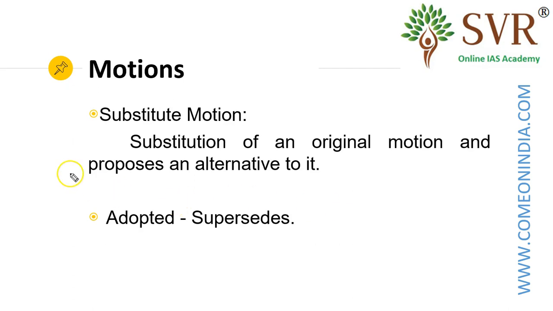The second principal category of motion is substitute motion. Just now we have seen about substantive motion. The substantive motion is an independent motion and it is also self-contained, whereas the substitute motion is not an independent motion. Instead, it is a substitute for the original motion, and this substitute motion demands an alteration to the original motion.